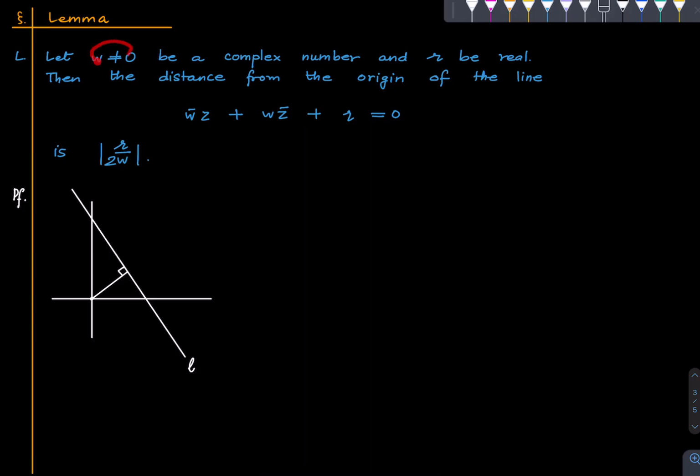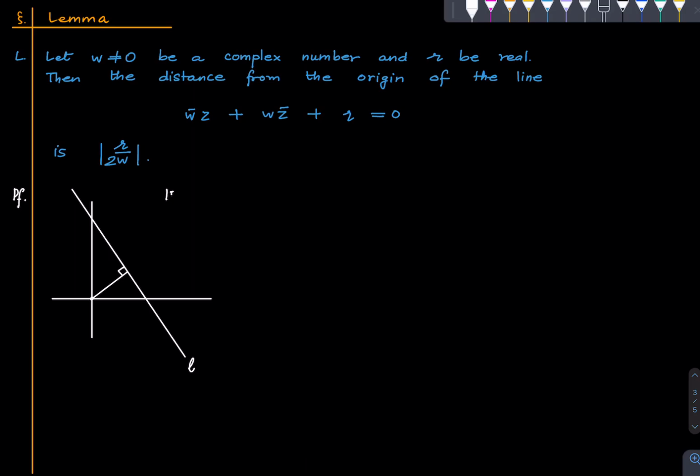So suppose w is a non-zero complex number and r is a real number. Then the distance from the origin of this line is this number. So this is the origin, this is our given line, and this is the claim. So basically we have already done this. The reasoning that we gave to show that this is indeed an equation of a line is exactly what will give us that number. So let's recall that.